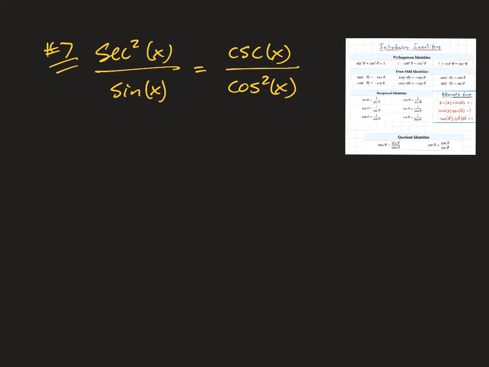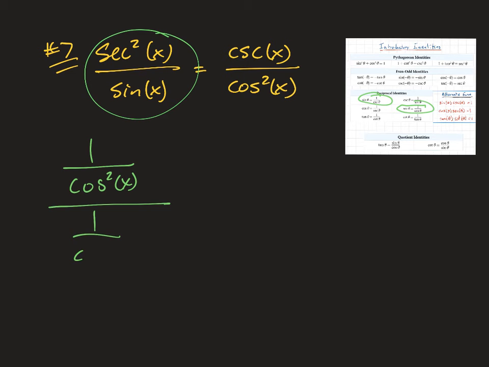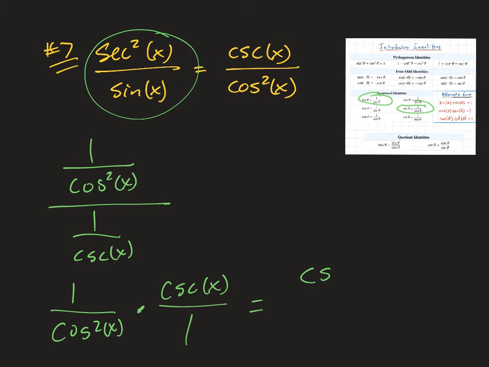I'm actually going to use a similar strategy on number 7. Remember that secant of theta is just 1 over cosine. And remember that sine of x is just 1 over cosecant. So we're working on the left side here, we're going to rewrite the secant squared of x as 1 over cosine squared of x. And we'll rewrite the sine of x as 1 over cosecant of x. And then this one plays out very similar to the last problem. We're going to flip and multiply. And then, yes, it works out. We get cosecant of x over cosine squared of x.